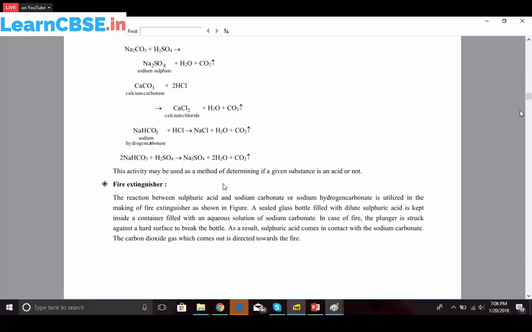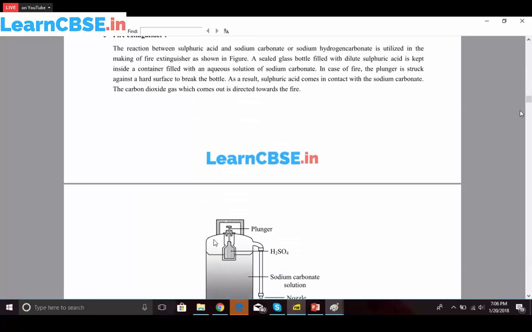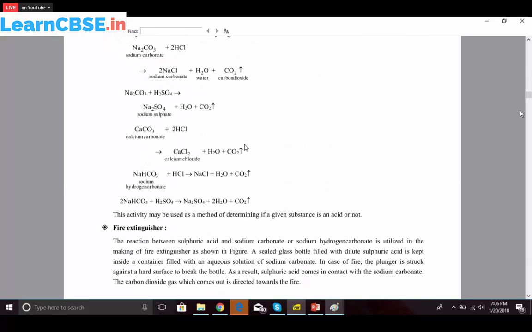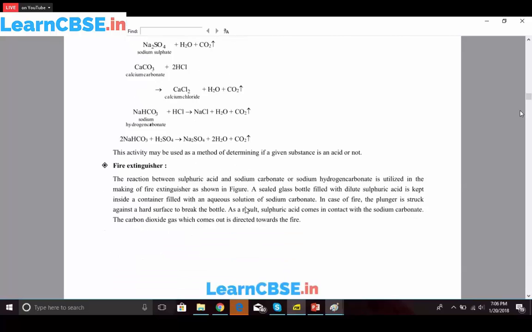So now the fire extinguisher. What is a fire extinguisher? The reaction between the sulfuric acid and the sodium carbonate or the sodium hydrogen carbonate is used in making the fire extinguisher, because carbon dioxide gas is given out from these reactions. This carbon dioxide can extinguish the fire.